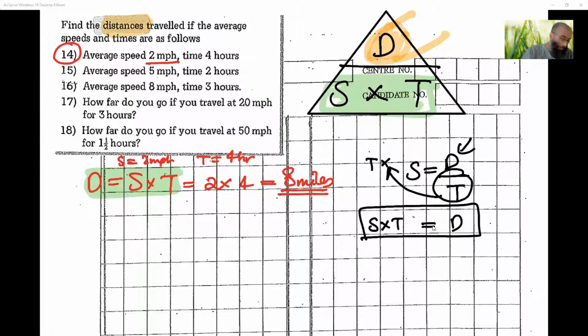Okay, so for you guys, some questions to do. Question number 16 and number 18, go.